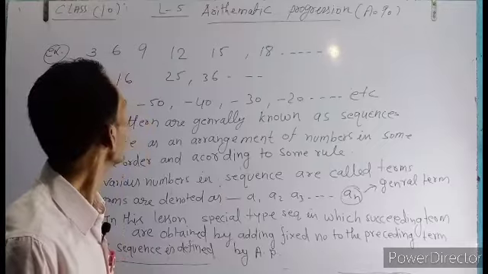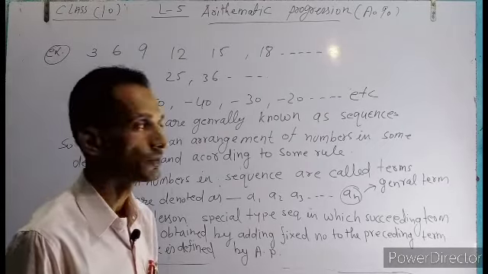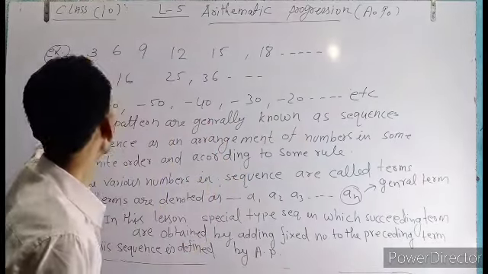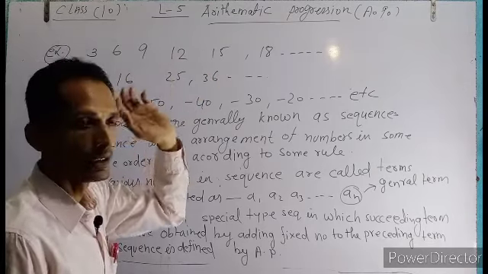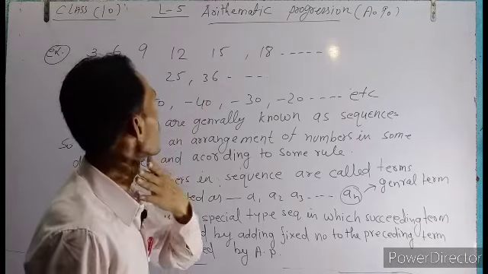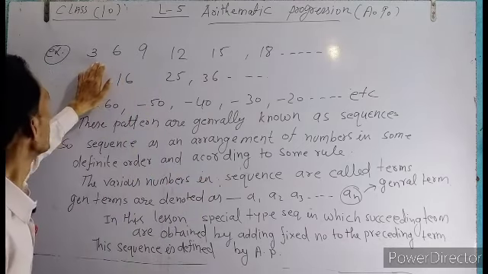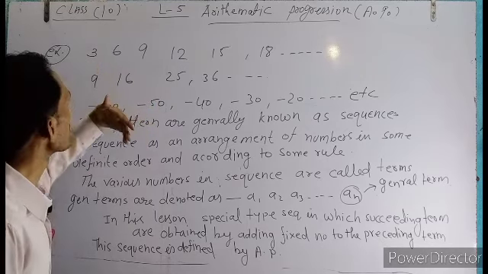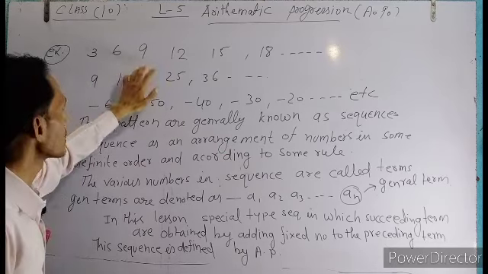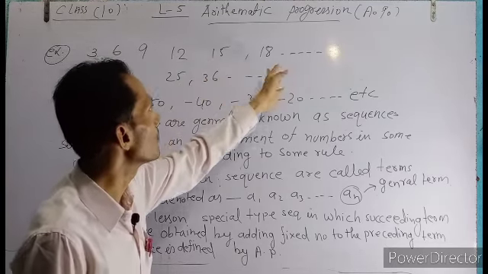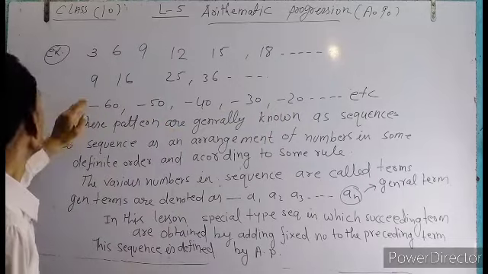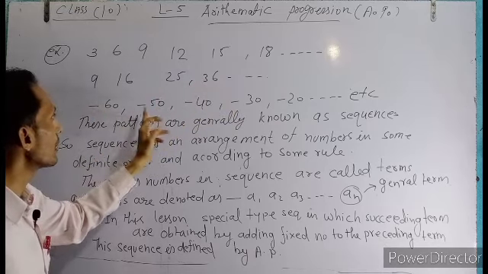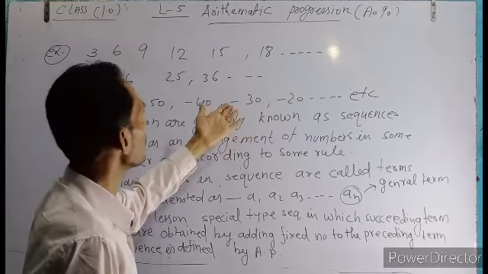How can we define it? You have studied numbers and some patterns in previous classes, such as 3, 6, 9, 12, 15, 18. In this arrangement of numbers there is a special type of pattern: the multiple of 3, or you can say addition by 3. 3 plus 3 is 6, 6 plus 3 is 9, 9 plus 3 is 12, 12 plus 3 is 15, 15 plus 3 is 18. Similarly, another way: 9, 16, 25, 36. Similarly, minus 60, minus 50. These are some special types of patterns of numbers.